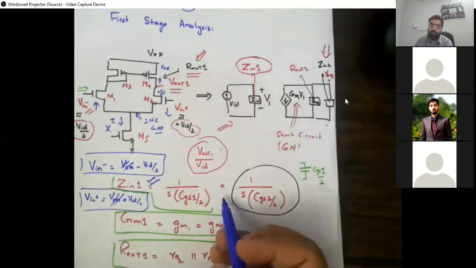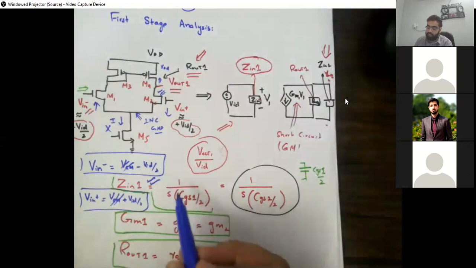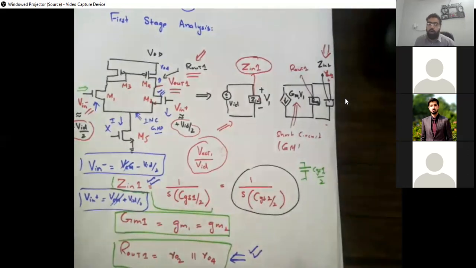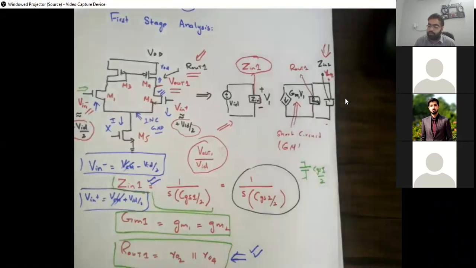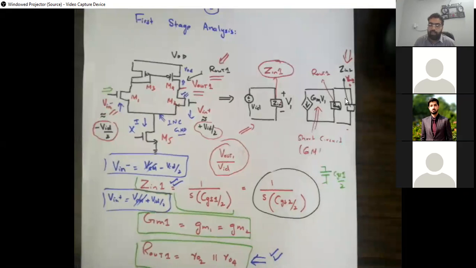So the overall input impedance is going to be 1 over S CGS1 by 2 or 1 over S CGS2 by 2. So the input capacitance is CGS1 by 2 or CGS2 by 2. So this is the input capacitance of your system, okay? So that's one thing. Again, coming back, Z in 1 at DC value is going to be infinite. But if we talk about capacitance, yes, there is going to be some capacitance whose value is going to be CGS1 by 2 or CGS2 by 2.